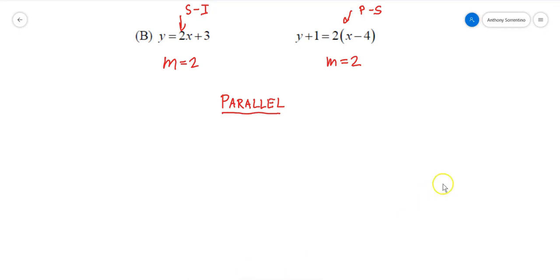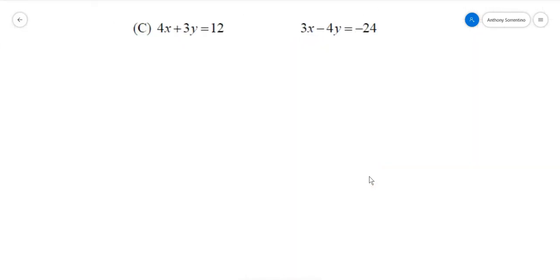So for C, this requires a little bit more work because they're not in any form where you could tell the slope immediately. These are both in standard form where the x's and y's are on the same side. I'm just going to convert to slope-intercept form, much as I did in the previous lesson, by simply solving each equation for y. So this one here, I'm going to subtract 4x from both sides, giving me 3y equals negative 4x plus 12.